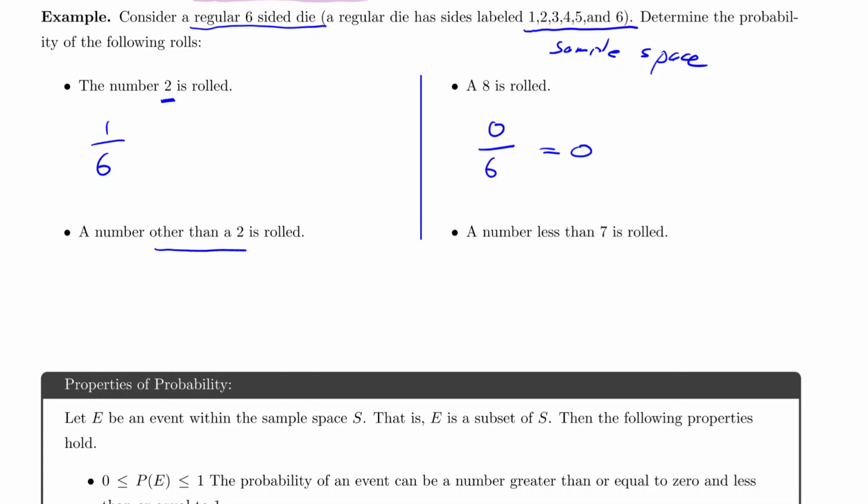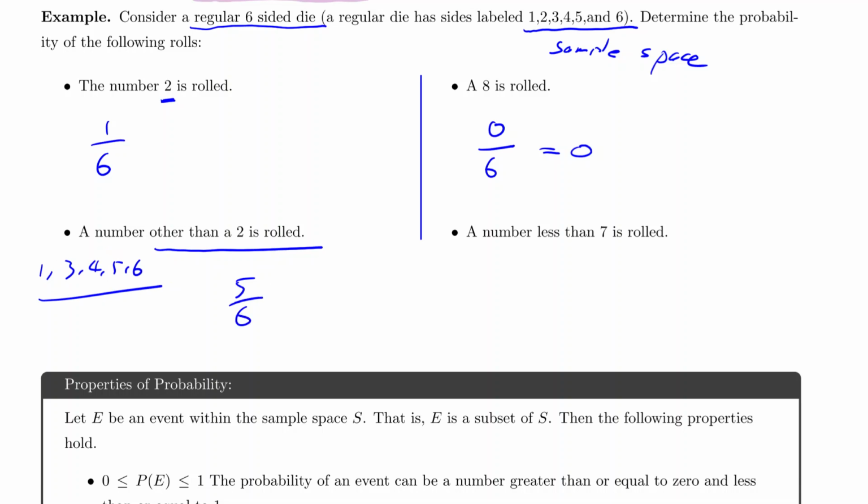A number other than 2 is rolled. The numbers other than 2 are 1, 3, 4, 5, and 6. There are 5 numbers, so 5 out of 6.